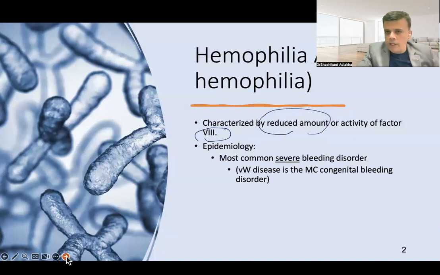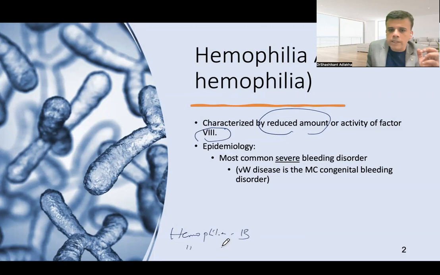So hemophilia A, how does it present? This is hemophilia A, which is very common. What are the other types of hemophilia? There is hemophilia B, which is the factor 9 deficiency, and there is also hemophilia C. Hemophilia A is factor 8. Hemophilia C is factor 11. This is exceedingly rare.